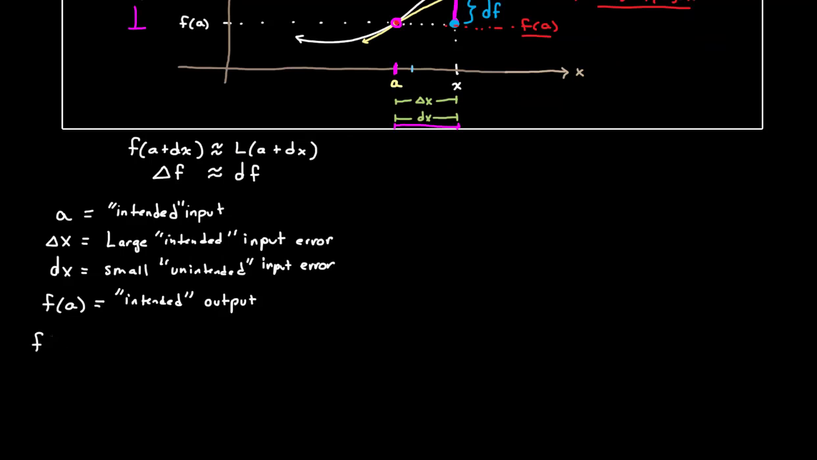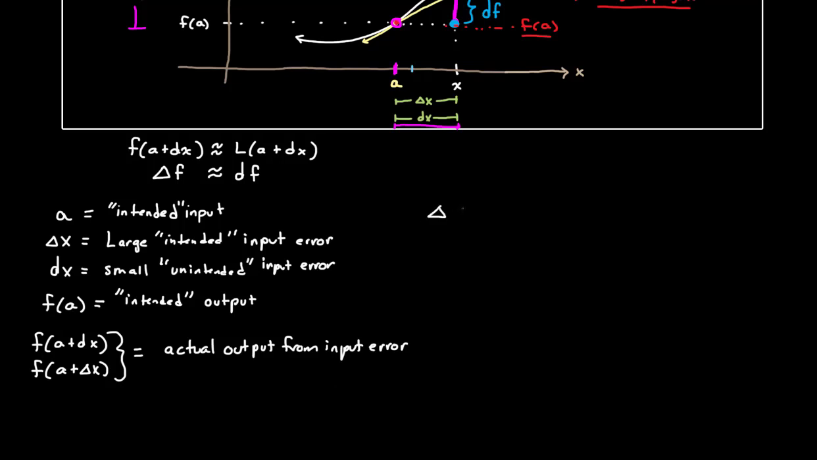So now we're going to say f of a plus dx, and also f of a plus delta x. They both mean the same thing. What does that mean? Think about it here for a second. That's the actual output from the input error, whether or not it was intended, small or large. That's actually the result. That's the actual rise after we put in an amount of yeast that was not exactly intended.